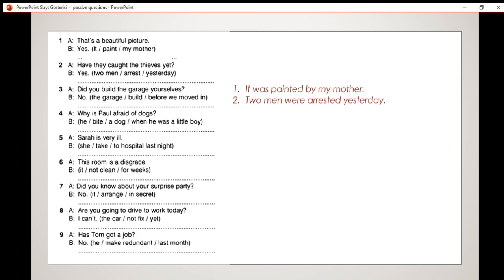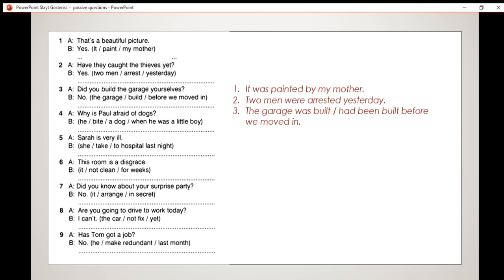3. Did you build the garage yourselves? No. The garage was built before we moved in, or the garage had been built before we moved in. Now here, many of you keep asking me when we're going to talk about past perfect. And this is one of them, right? We're going to talk about it in the following weeks, but not now. So there are 2 correct answers for the third one.